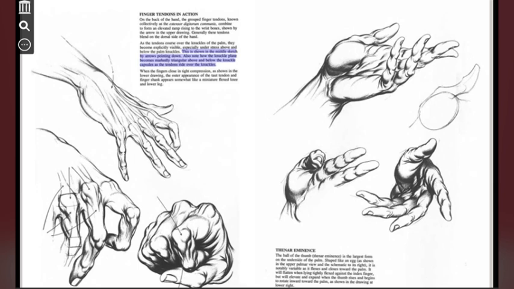Also note how the knuckle plane becomes markedly triangular above and below the knuckle capsules as the tendons ride over the knuckles. When the fingers close in tight compression, as shown in the lower drawing, the outer appearance of the taut tendon and finger shank appears somewhat like a miniature flexed knee and lower leg.